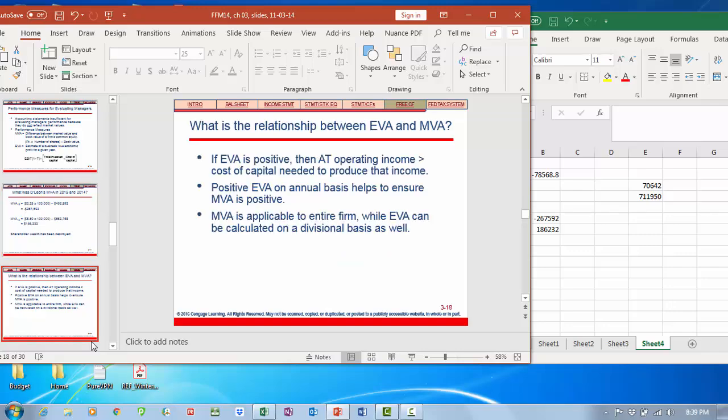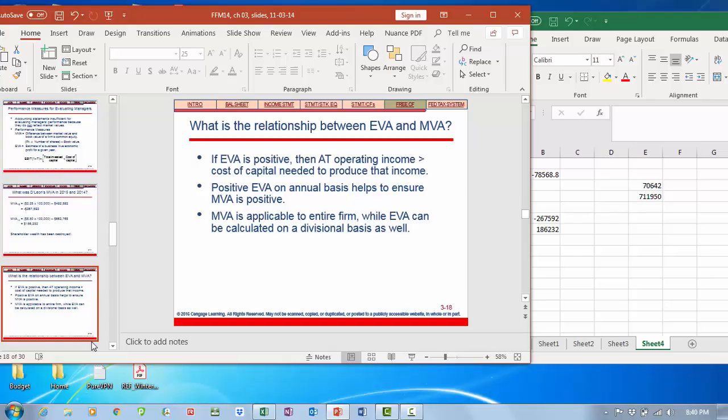So if EVA is positive, that is, economic value added is positive, then after-tax operating income is greater than the cost of capital needed to produce that income. Like I mentioned, let's say I take a loan and the loan costs me 2%. I invest that loan in opening, let's say, a coffee cafe, and I make a return of 10%. So taking a loan at 2%, return at 10%, I've had an economic value addition of 8%, which is good for society because I've turned around and added economic value. That's why the term economic value added.